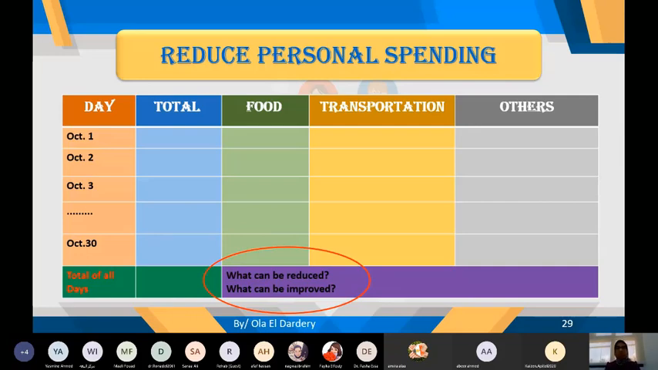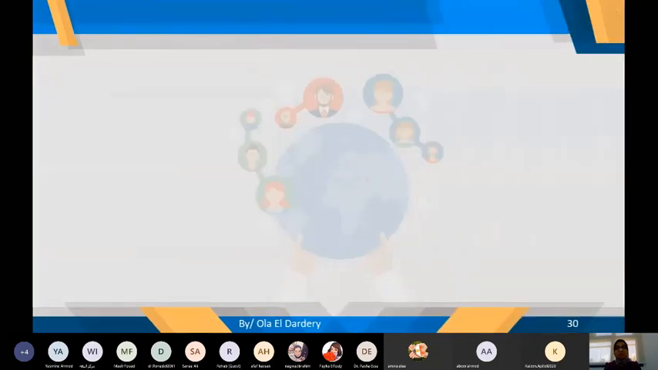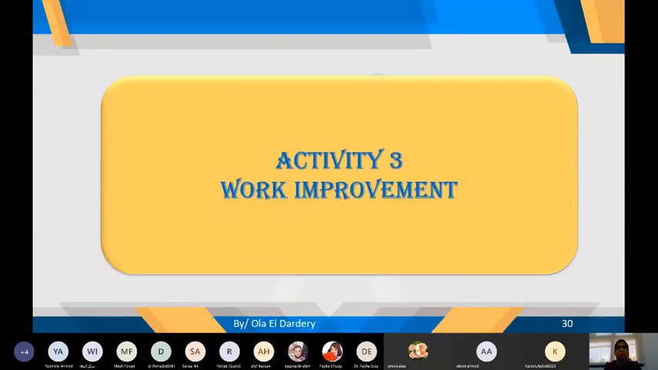And then by the end of the month, we have what can be reduced and what can we improve in our personal spending. So after we divide that personal spending into categories, we have to determine what we can do. How can we reduce it? How can we improve it? What's necessary and what's not necessary and can be gotten rid of. Right. So this is related to a personal thing. And as we said, it's not just an issue related to a person. It could be related to an entire family, like enhancing the relation between a person and his family members and so on.